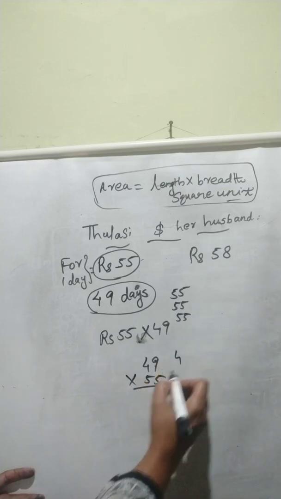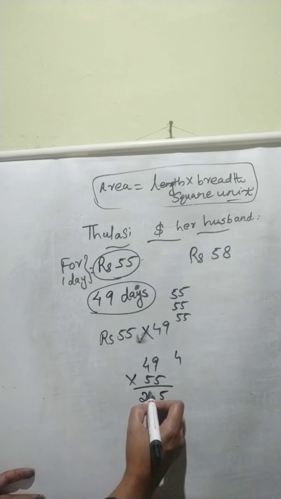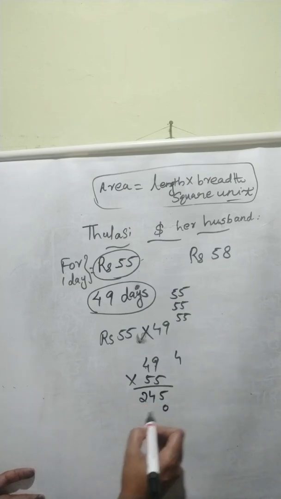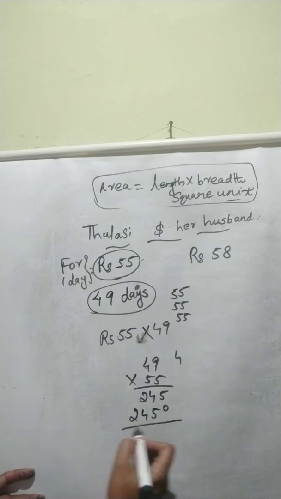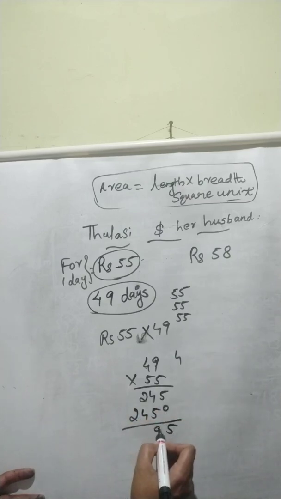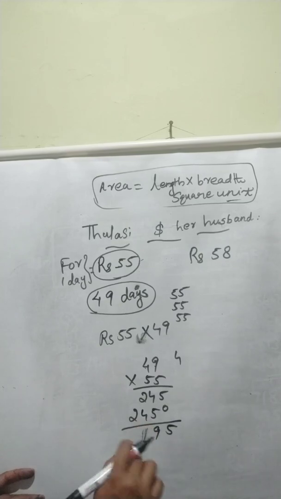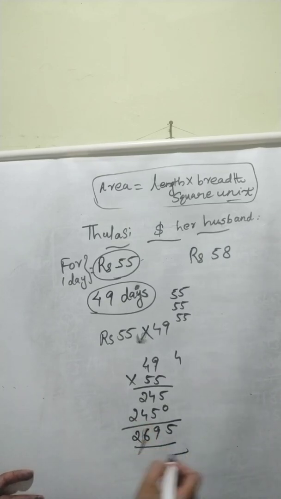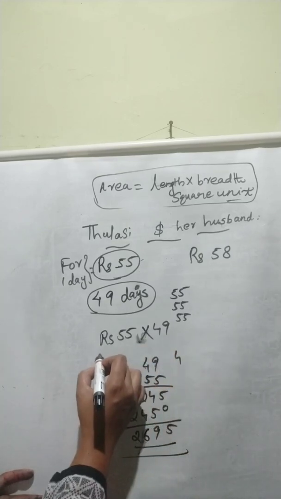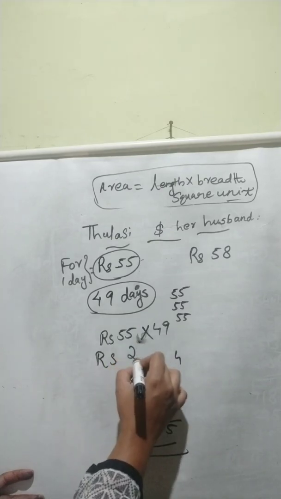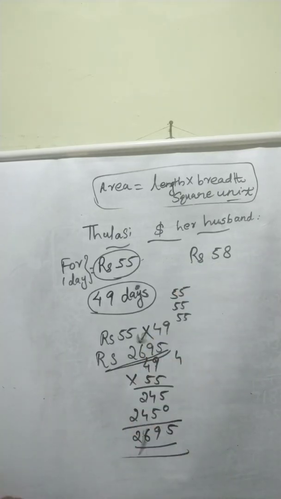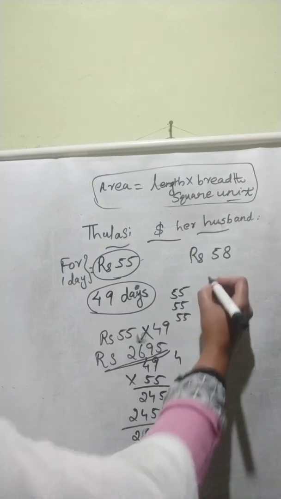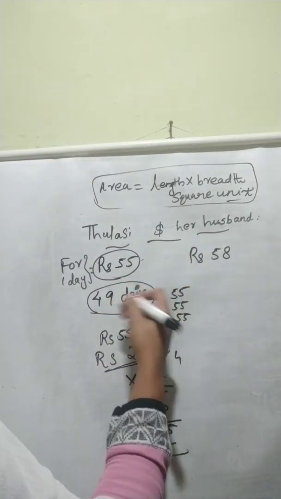Can multiply these two. 45, 4 will be there. 20 plus 4, 24. Okay. Then next 0. Then same number itself. So we will get the same answer. So 5, 9, 6 and 2. So the amount is rupees 2,695 for Tulasi.